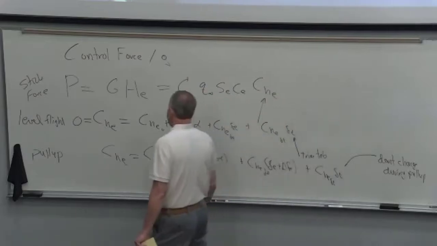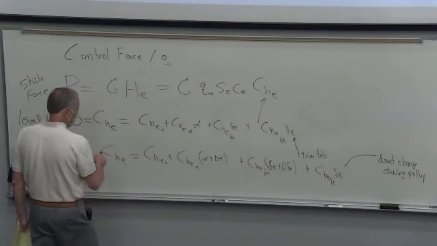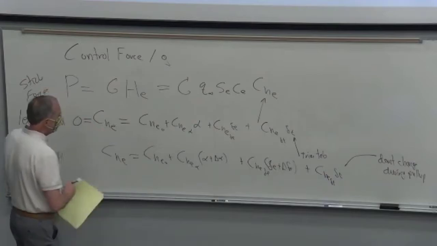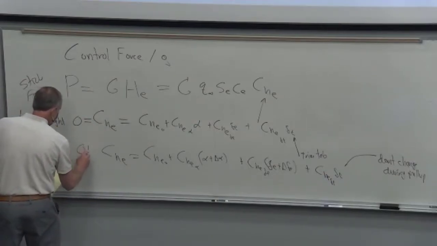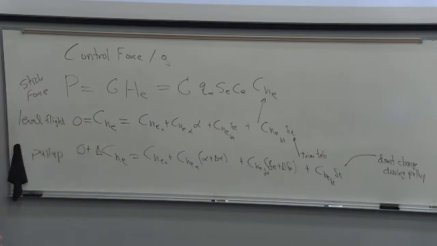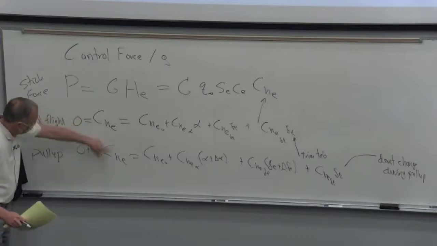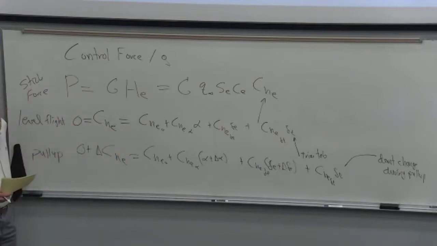So there's our analysis of the change in the stick force per g. Sorry, this is going to be 0 plus delta, because we had 0 up here, so the change during the pull-up is this here. So there's level flight; during the pull-up, the stick force changes, alpha changes, elevator changes, trim tab does not change.